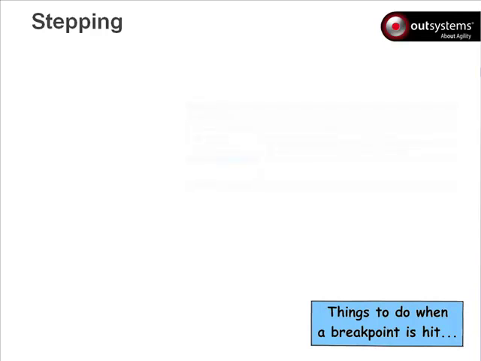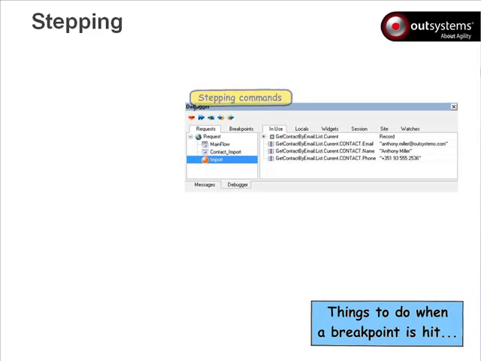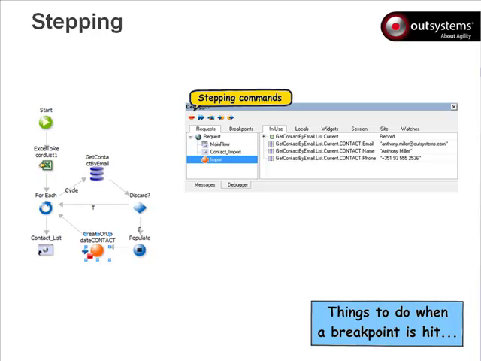We refer to stepping as the ability to advance the execution of your application one step at a time, allowing you to follow the exact execution path of the application. To control the stepping, you can use the commands in the Debugger tab at the lower pane of your workspace. In your flows, look for the arrow that shows where you currently are.